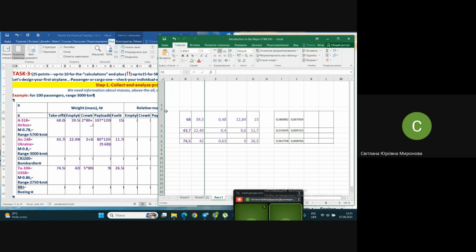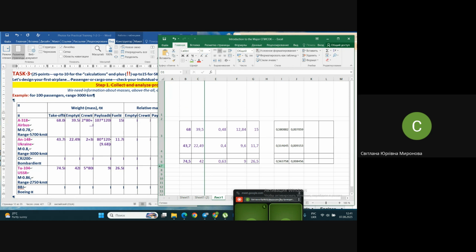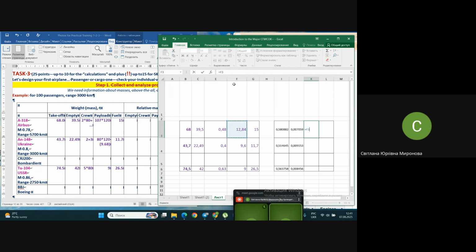Okay, let it be. The system decided to help me, you see. At least now we see exactly in front of the airplane we need. So, equal to payload divided by takeoff weight. Great. Empty place equal to fuel divided by takeoff weight.